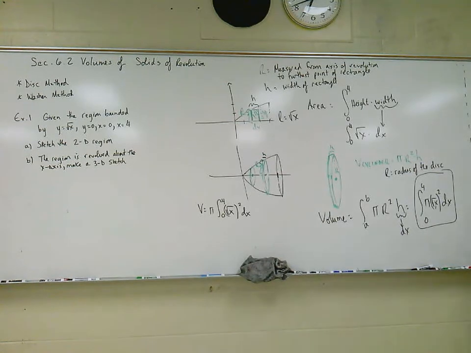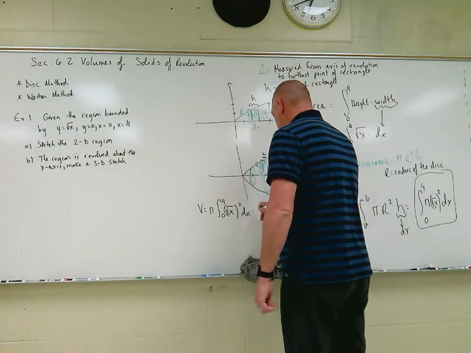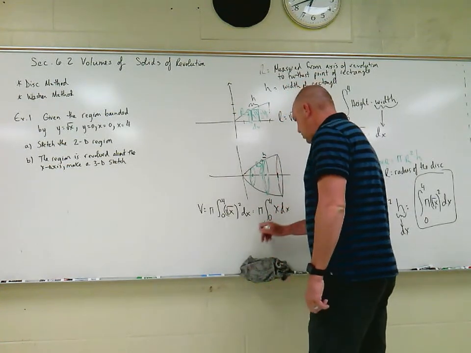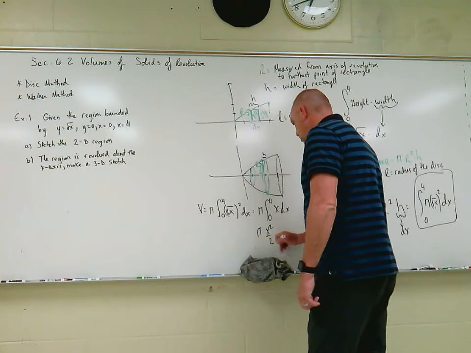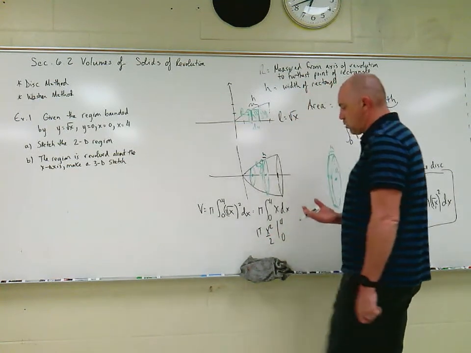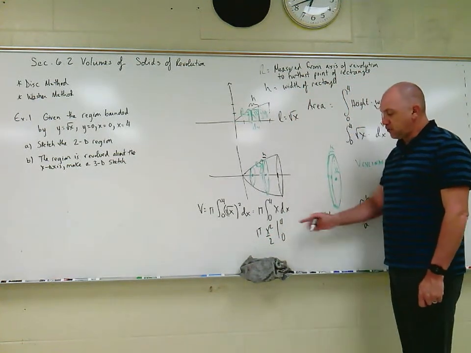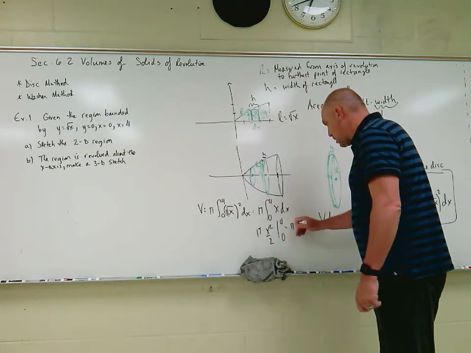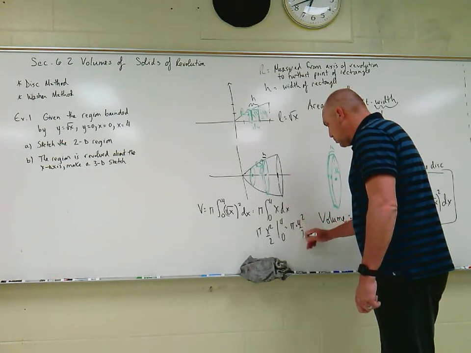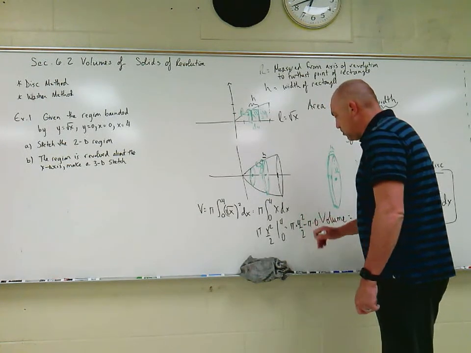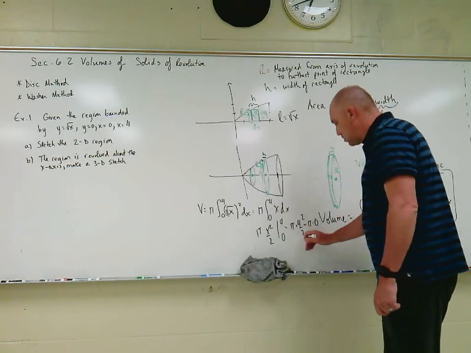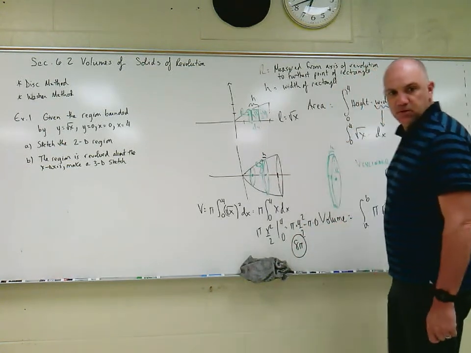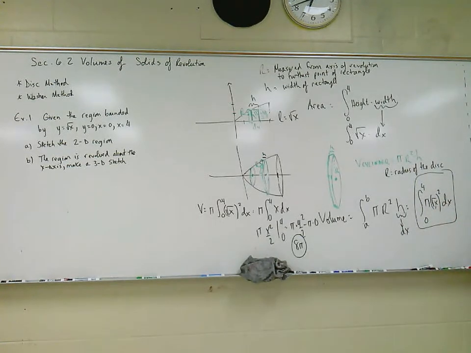Okay, so let's see what we get. Pi times the integral from 0 to 4 of x dx. The antiderivative of x is x squared over 2, from 0 to 4. This is going to work nicely because now we don't have to worry about plugging in a 0. So we plug in our numbers: pi times 4 squared over 2, minus pi times 0. 4 squared over 2 is 16 over 2. We get 8 pi as the volume of this solid. So you should get it.